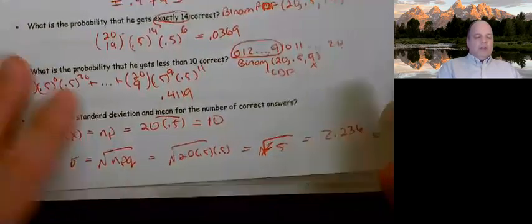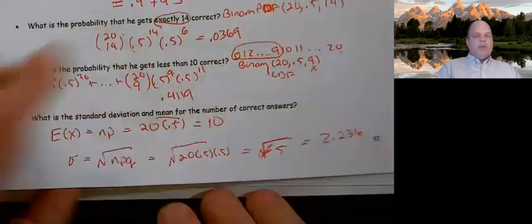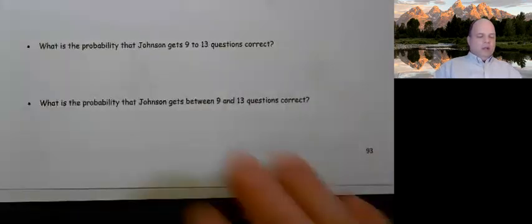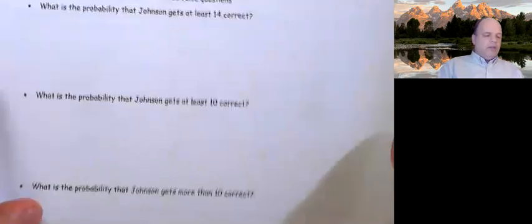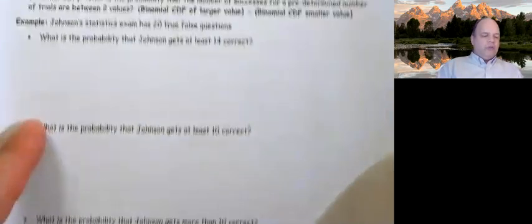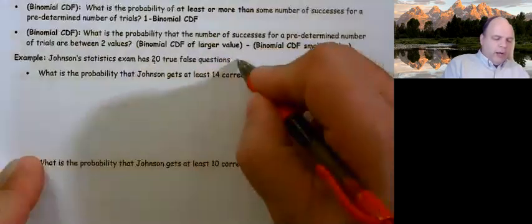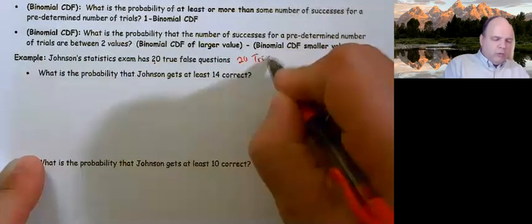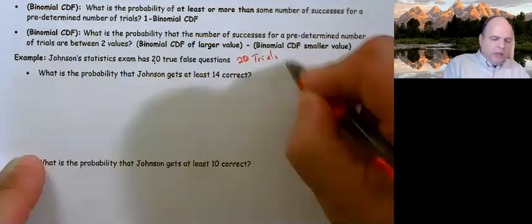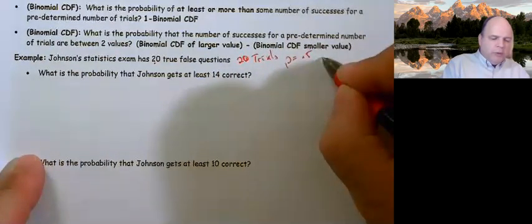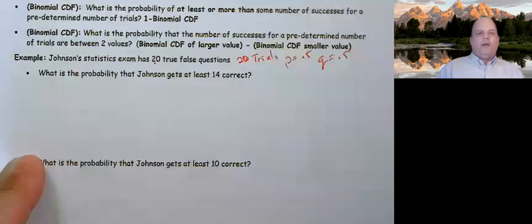All right, moving on to the next page because we're just continuing on with that scenario. So we're on page 93. We're still working with Johnson's test. It's true-false. He still has 20 questions, so 20 is the trials. Our probability of success is 0.5, which means the probability of failure is also 0.5.